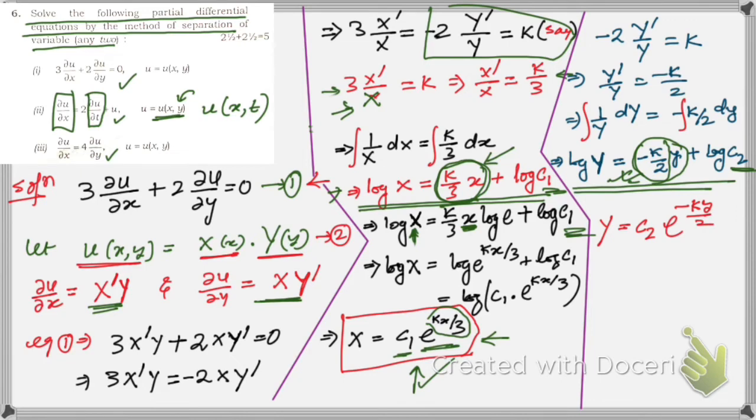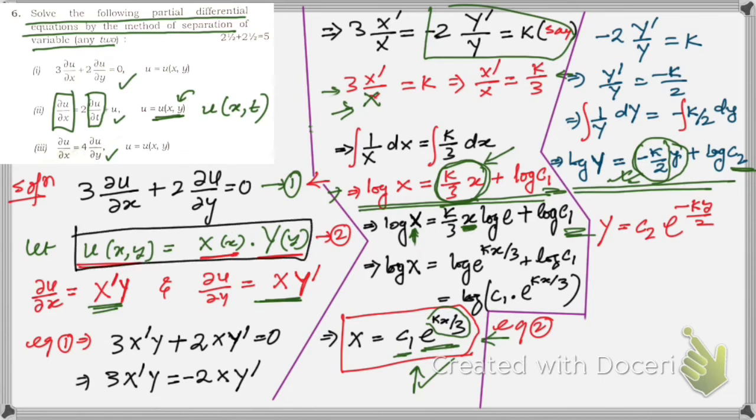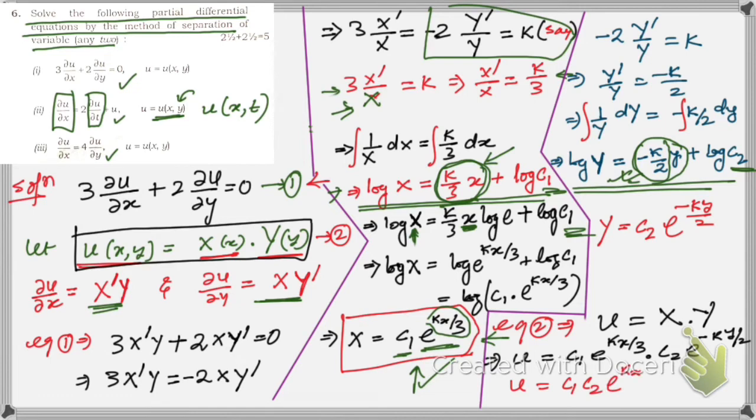Now let us use these values. Here you see, if you use the values of capital X and capital Y in equation number 2, then you will get the solution, capital X into capital Y. That's c1 e to the power kx by 3 and c2 e to the power minus ky by 2. So this can be simplified as c1 c2 e to the power kx by 3 minus ky by 2, right? So this is your solution. That's how you can solve.